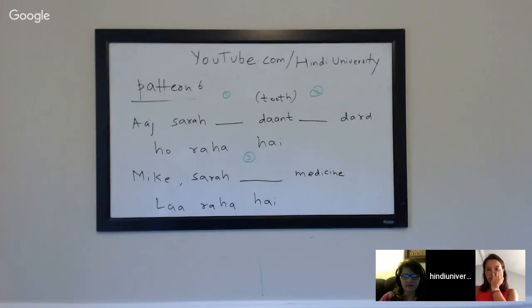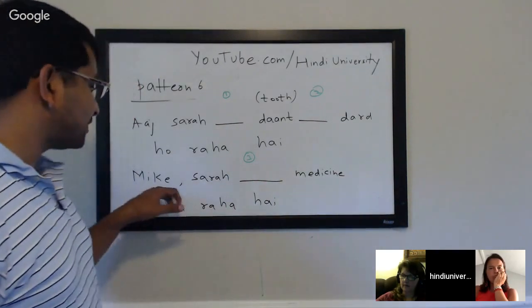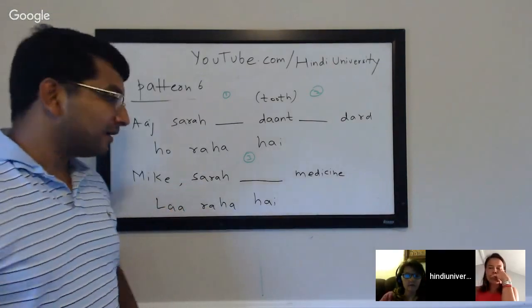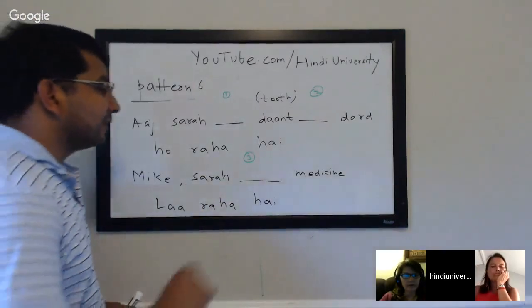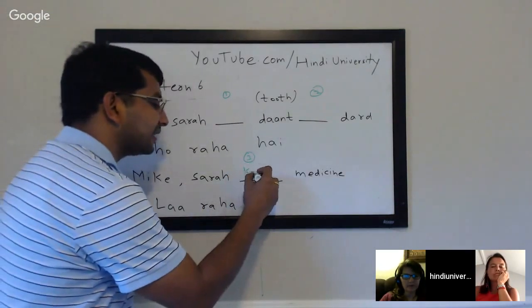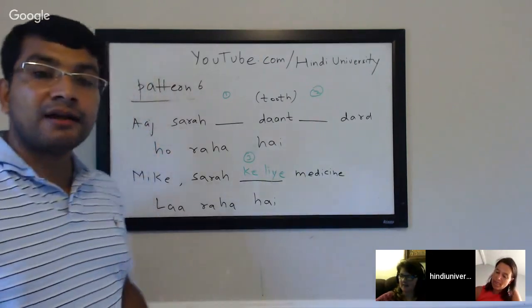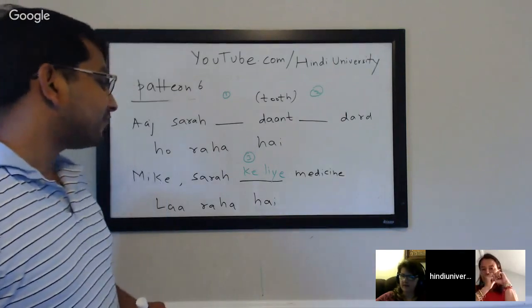I think for most of you, you got one or the other. There are 3 postpositions. Some of them depend on how you're saying the sentence. I'm trying to say Mike is getting medicine for Sarah. Whenever there's a notion of for, it will be के लिए. Sarah के लिए, for Sarah. Mike is getting medicine for Sarah.